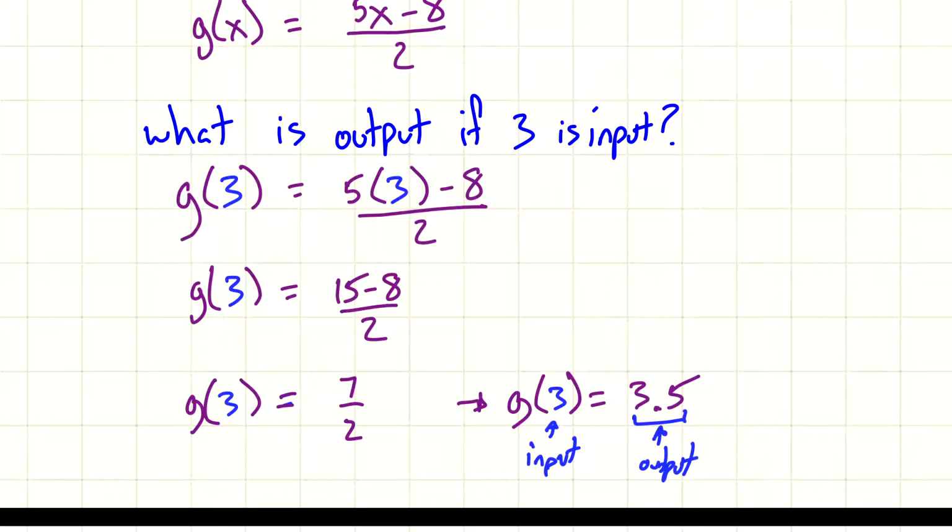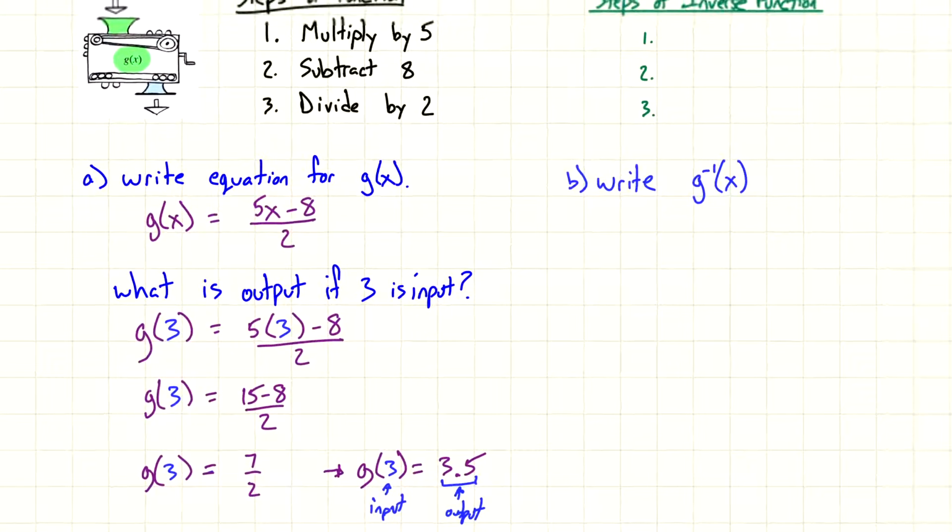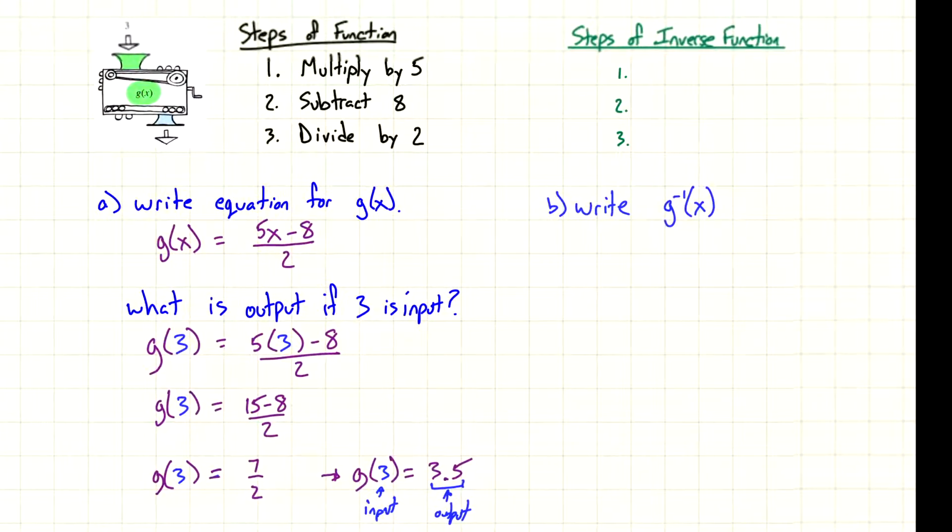All right, so okay, that's how our function machine is working. Now let's write the inverse function machine. So if we do this correctly, when we plug in a 3.5, we should end up with a 3 in return. So what does that equation look like? All right, so you should notice I have the steps already set up for us. We're going to write them out. So steps of an inverse function. So how does this work?